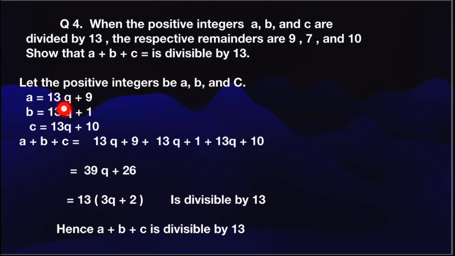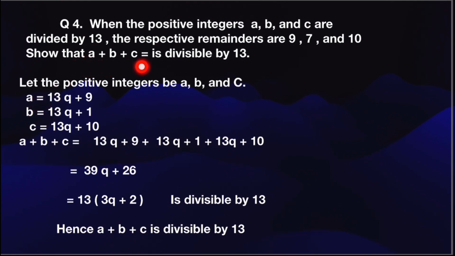So a is equal to 13... It's divided by 13, so 13 is the divisor. We do not know the quotient, but we know the remainder. Remainder is 9. So a is equal to 13q plus 9. b is equal to 13q plus 7. c is equal to 13q plus 10. So these are the three lemmas you got.